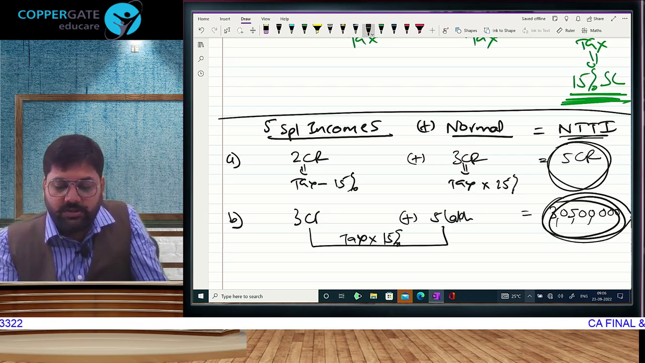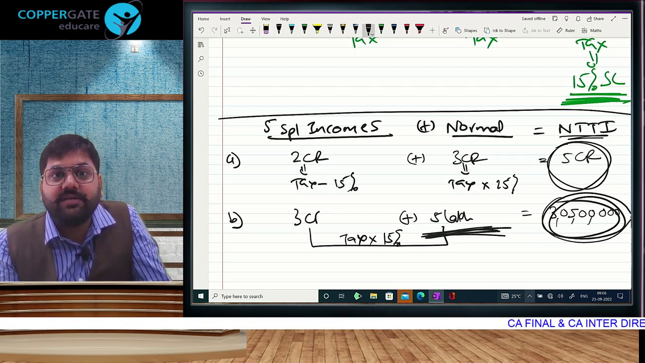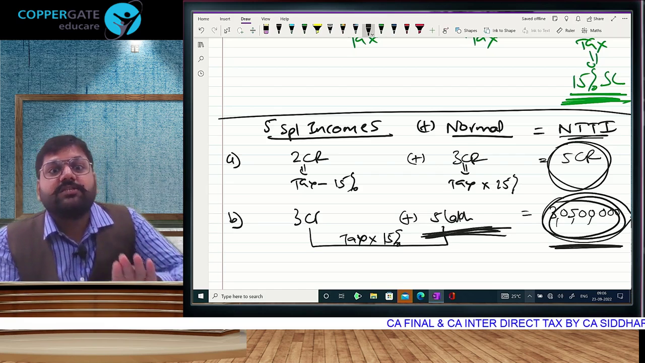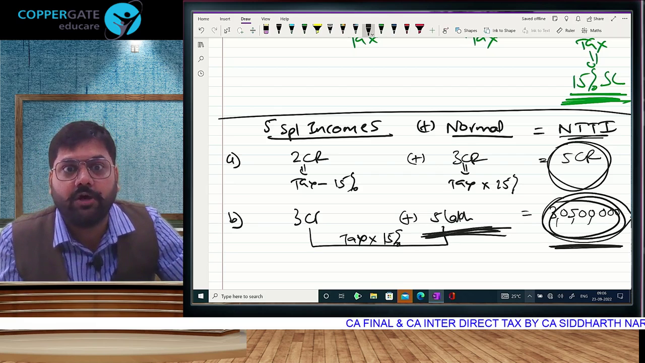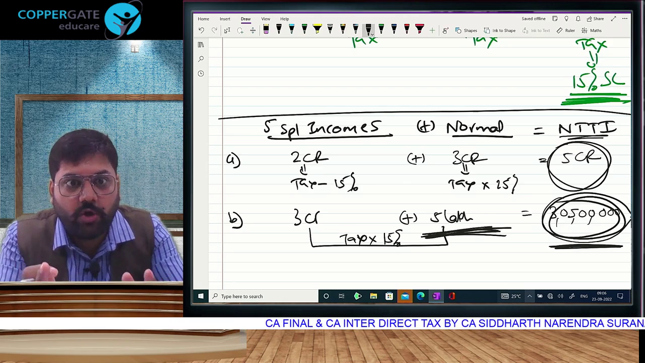And the only doubt was, sir, this is less than 50 lakhs, so will there be surcharge? Bro, this has crossed 1 crore already. So 15 is fixed. The discussion is whether 25 will come or not come, 37 will come or not come. 15 is not being discussed.